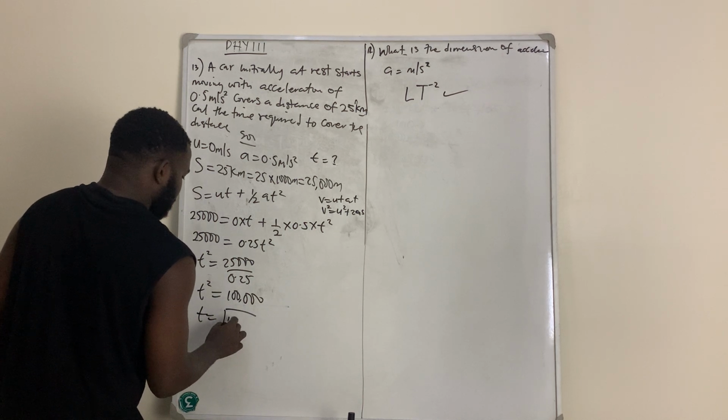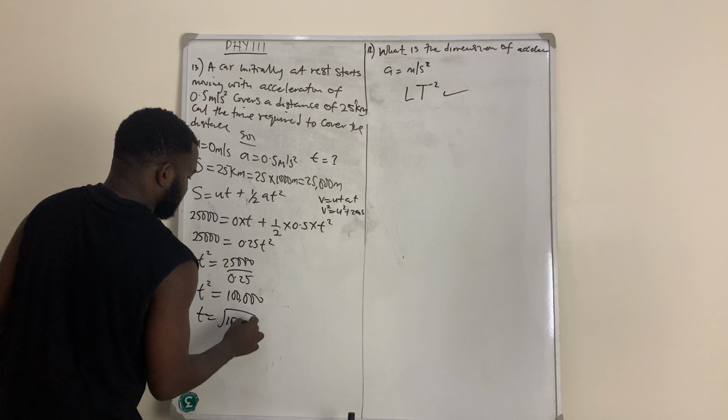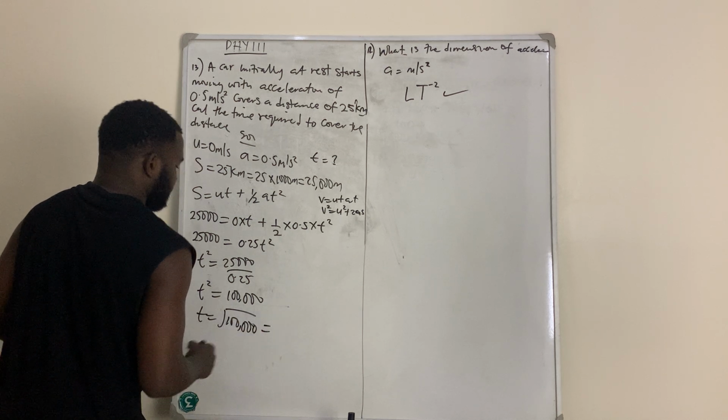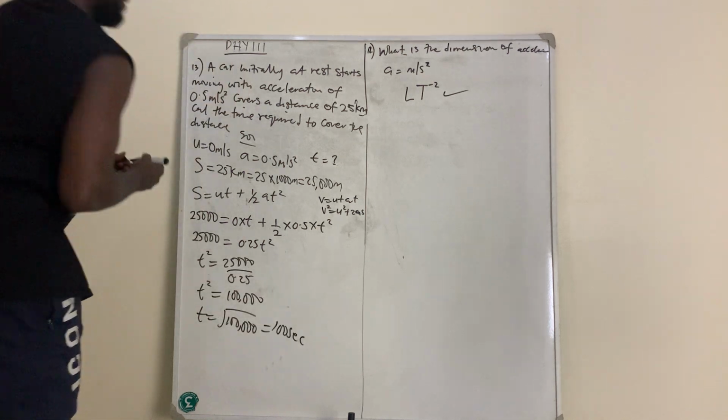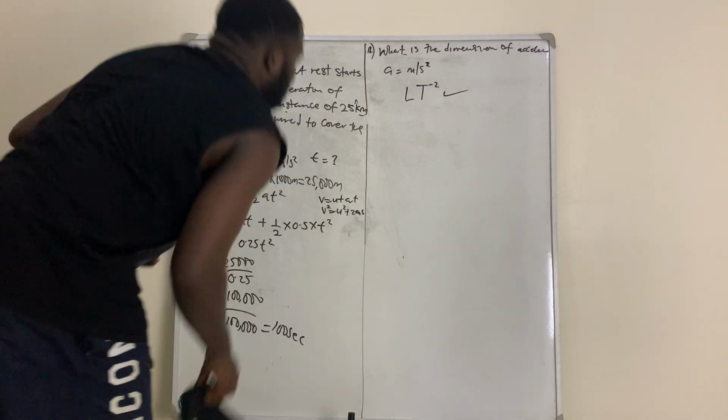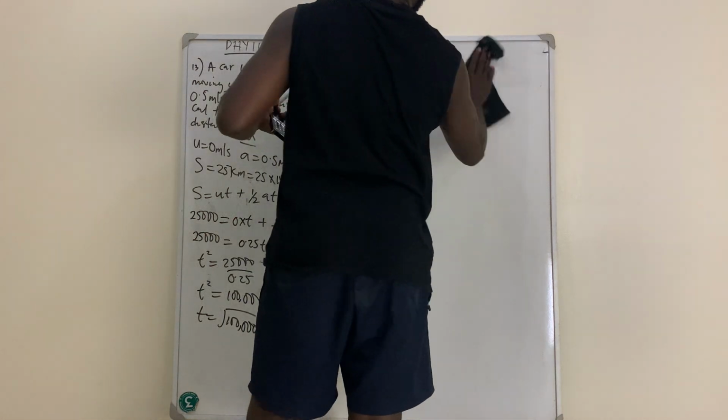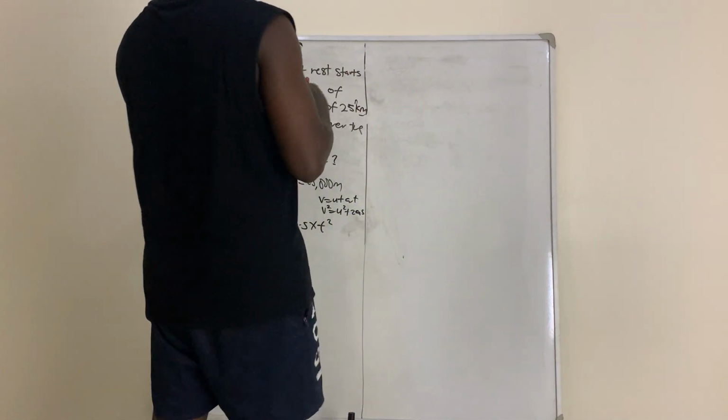So T will now be the square root of 100,000. Okay, so find the square root of 100,000, then you now get the answer. I think it's 100 sec. Okay, so that is that. We move to question number 14. Don't forget that we just solved 10 questions in this particular video.